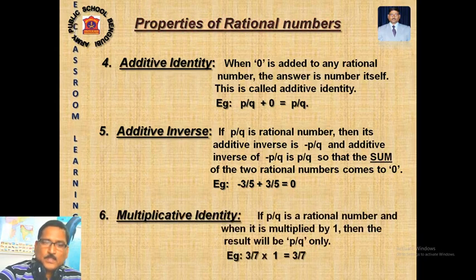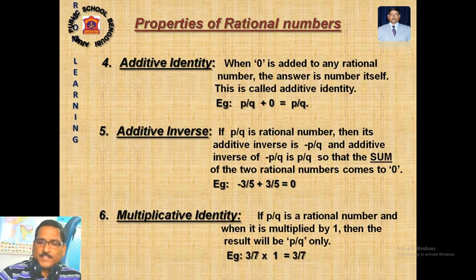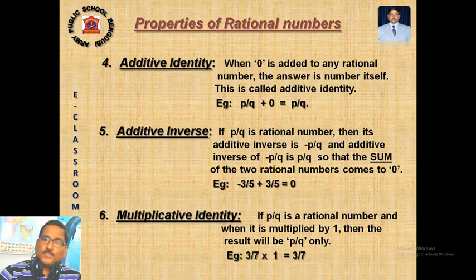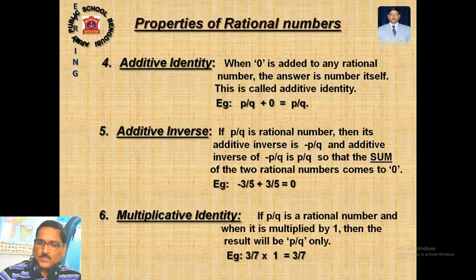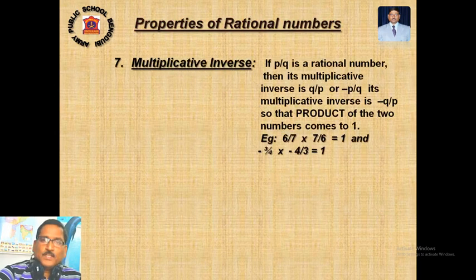Okay. So multiplicative identity. What is multiplicative identity? Like additive identity, when any number is added with 0, here any rational number when multiplied by 1, the result is the rational number itself. So this property is called multiplicative identity.